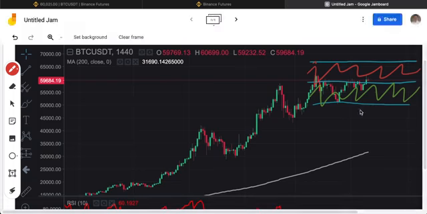Hey guys, James here, welcome back. I'm going to show you how to set up the Binance trading bot and how it works so you can go ahead and trade with it yourself.